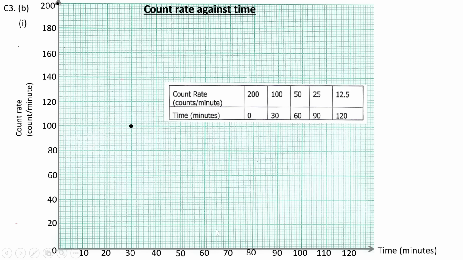Then we'll plot 60, 50. So 60 is here. 50 is between 40 and 60, so it is down here. Then we have 90, 25. So 90, 25 is somewhere here. 25 after 30 is somewhere there. 25 is in between here. Okay. Then we have 120, 12.5. So 120 is here. 12.5 is down below somewhere here. Then you draw a line like that.